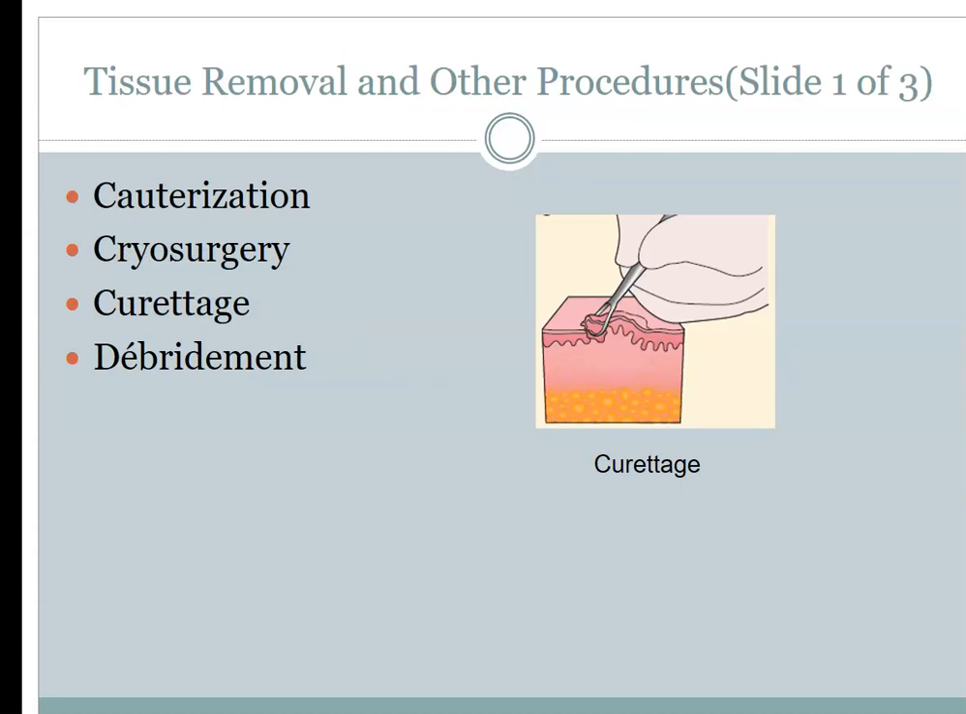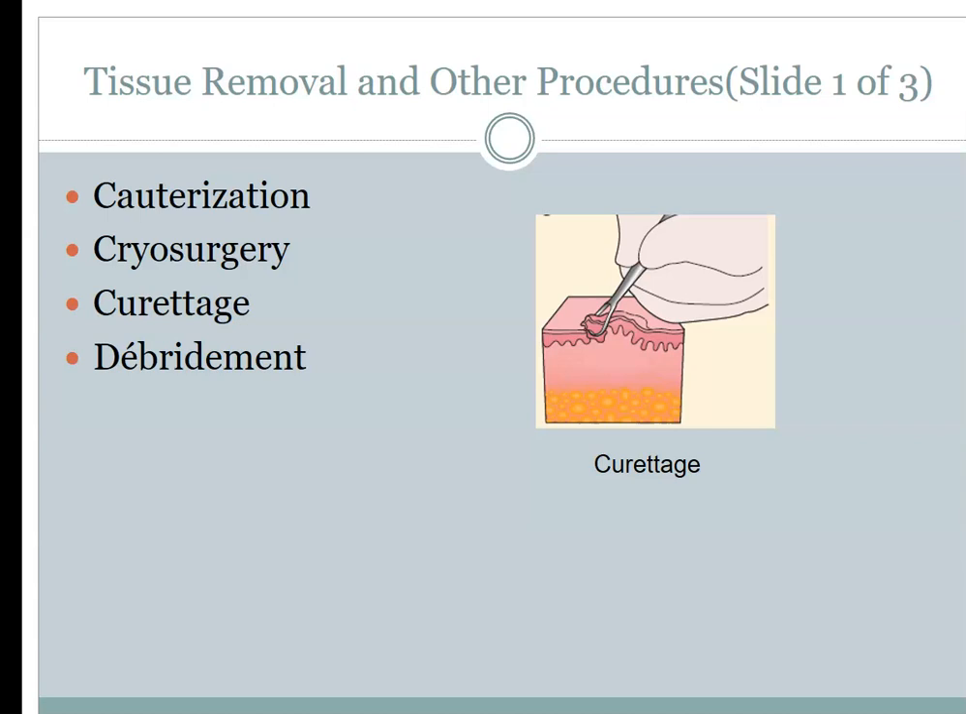Tissue removal and other procedures. Cauterization is the burning of tissue in order to destroy it. Cryosurgery is the use of extreme cold to destroy lesions. Curettage is the scraping of material from the wall of a cavity to obtain tissue for microscopic examination. The instrument used is called a curette.